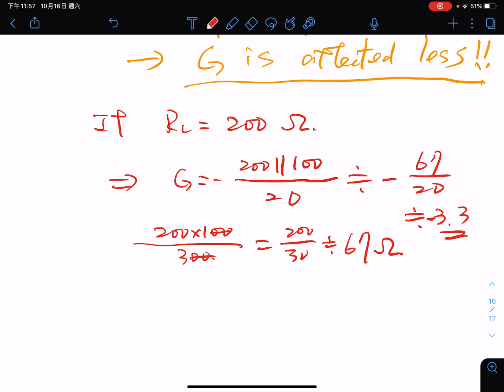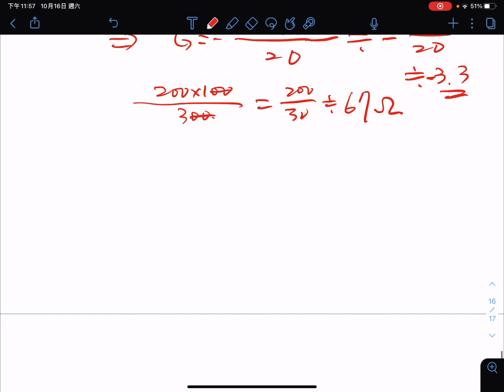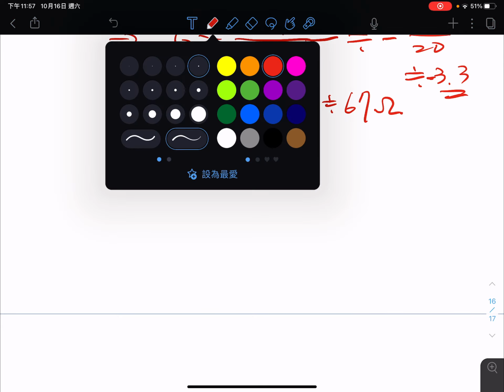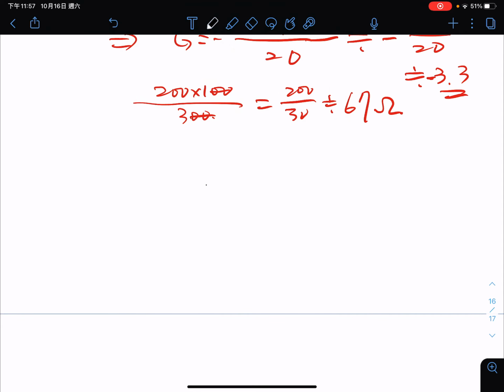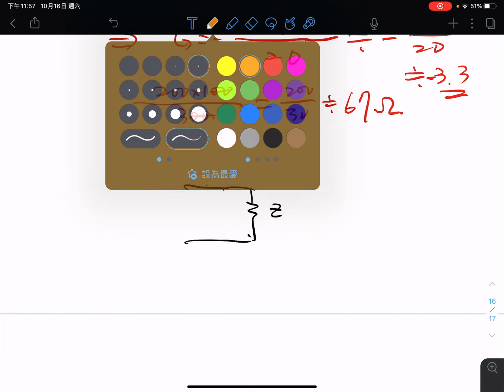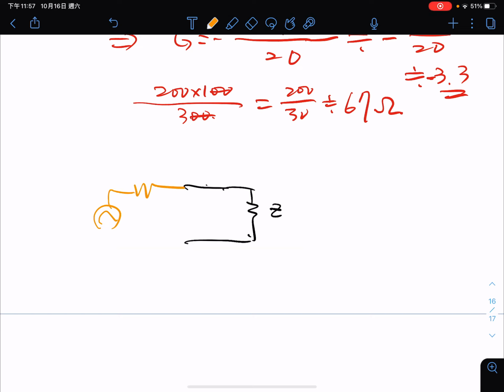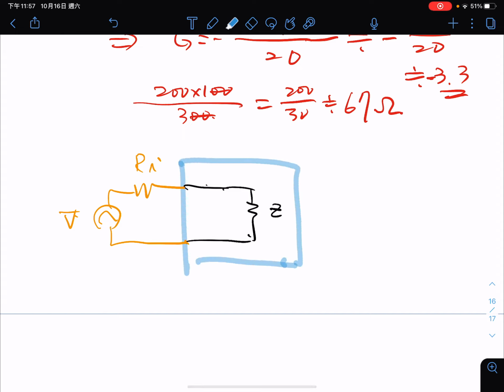Of course, we also need to be careful with the input impedance. For example, if we have a circuit and we have the input impedance Z, and the source has the output impedance here, Ri here, and this is V, and this is some circuit.